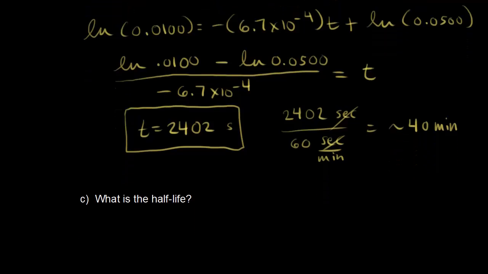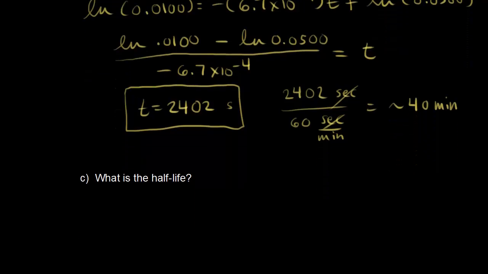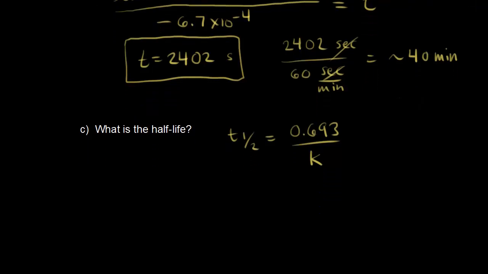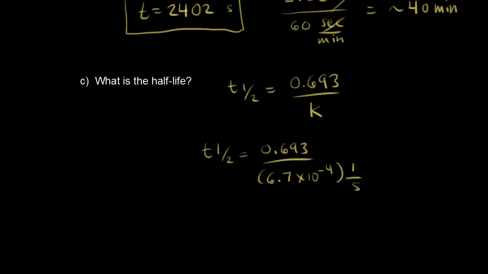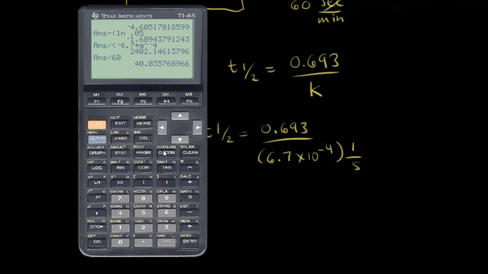In part C, they want us to find the half-life. Well, from the previous video, for a first-order reaction, the half-life is equal to 0.693 divided by your rate constant K. And the rate constant for this reaction was 6.7 times 10 to the negative 4. So the half-life is equal to 0.693 divided by 6.7 times 10 to the negative 4. And this was 1 over seconds. So we can do that on our calculator to solve for the half-life.